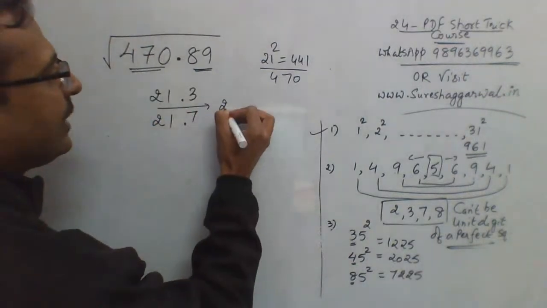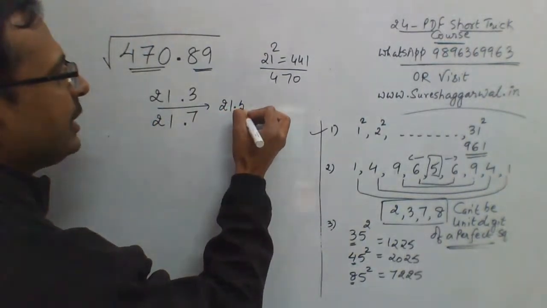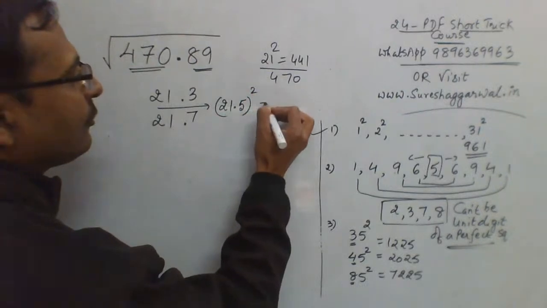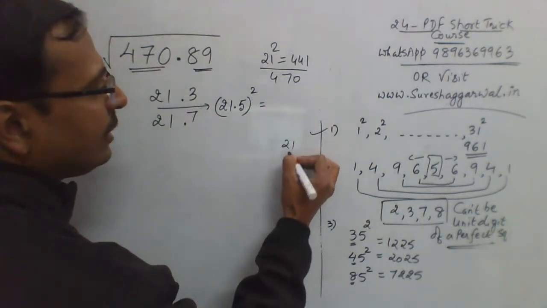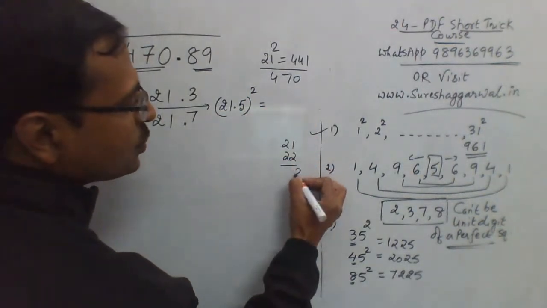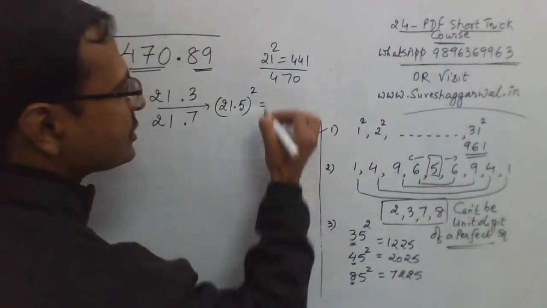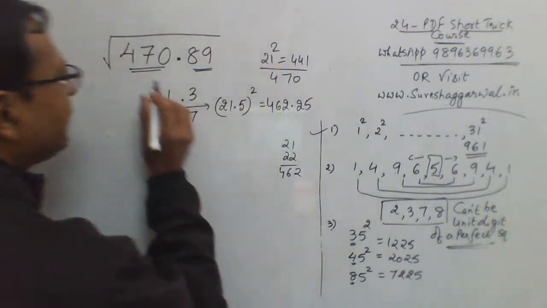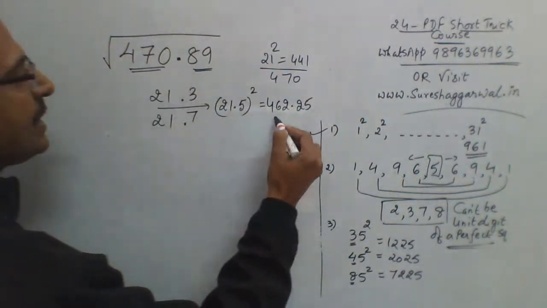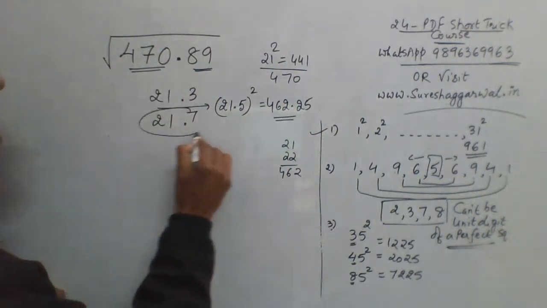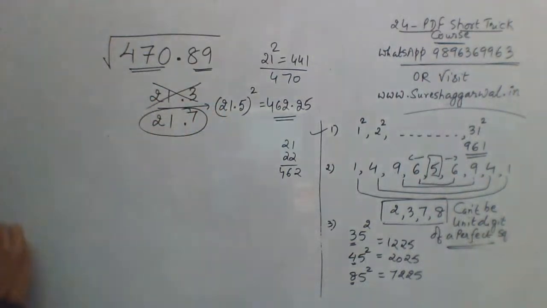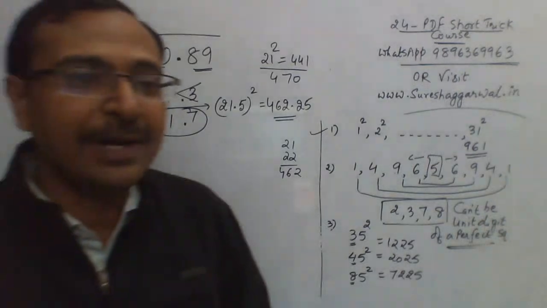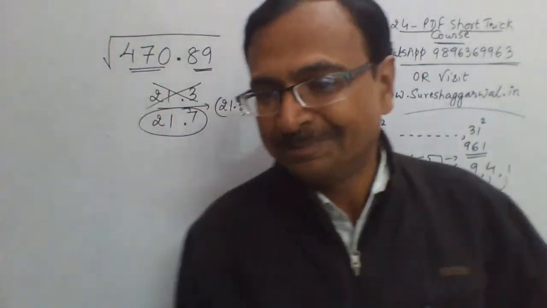Now I need to find the square of intermediate number 21.5. For that, I should know what is 21 into 22. And that is 462. So 21.5 square is 462.25. Okay. So my number 470.89 is greater than this. So my answer is the greater one. The smaller one is rejected. And your answer is 21.7. And that's the answer given by so many people there.